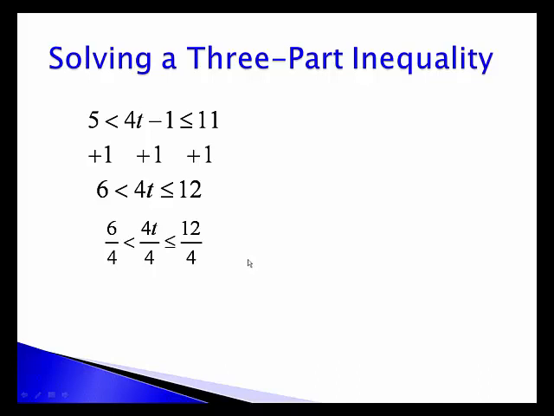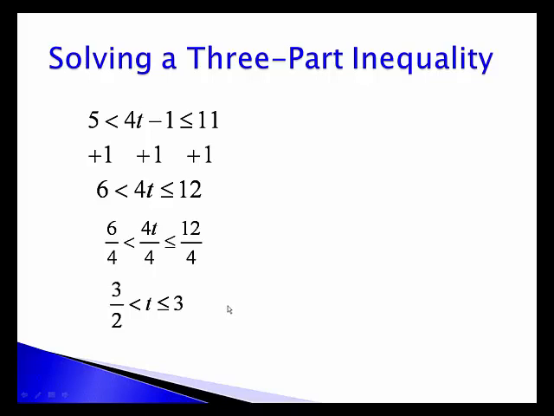Let's simplify where we can and reduce any fractions that we can, and we end up with 3 halves is less than t, which is less than or equal to 3. At this point we have completed working a three-part inequality. We have a t in the center all by itself, and so that's where we're headed to. Let's talk now about how we would graph this on a number line and then write it in set builder and interval notation.